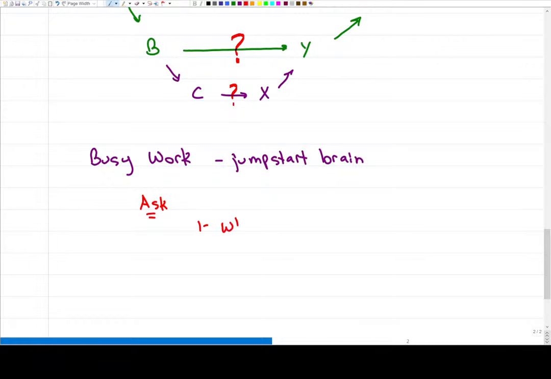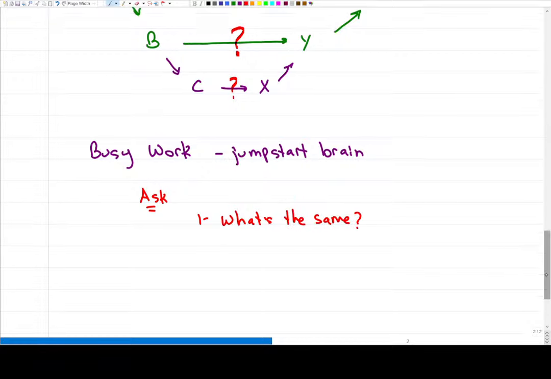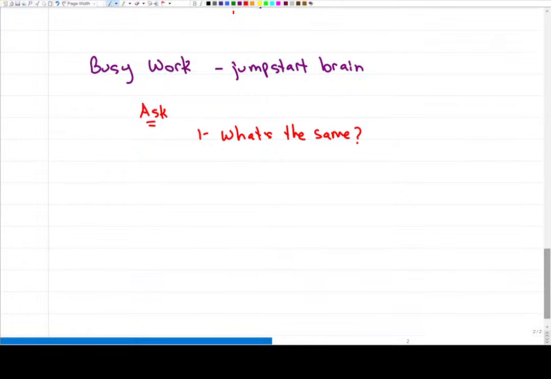Question number one, what's the same? So many students will lose points. I'll look at their problems that they'll show me either from a quiz or an exam. They didn't count the carbons. They didn't recognize what they had to keep. They didn't see what was the same. And question number two is, what's the difference?